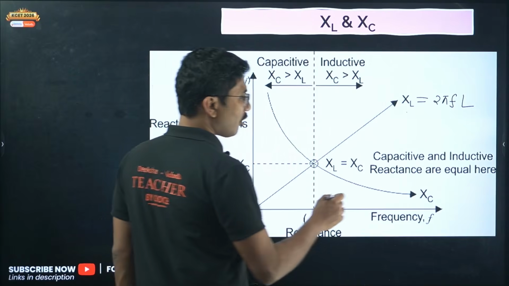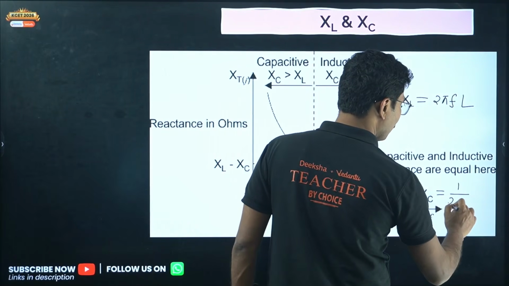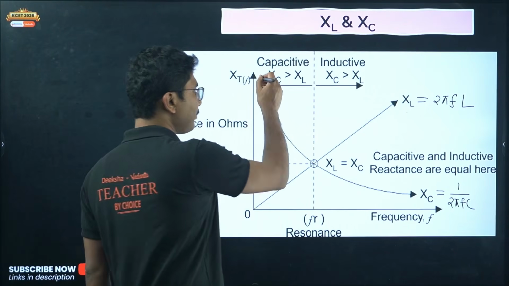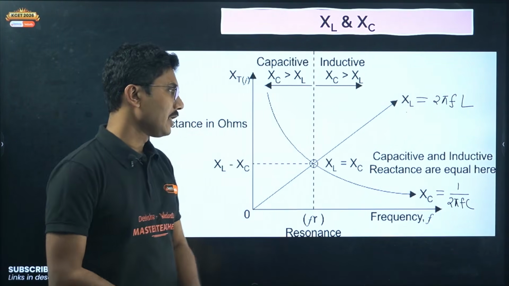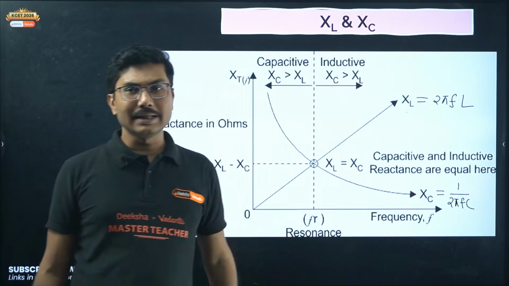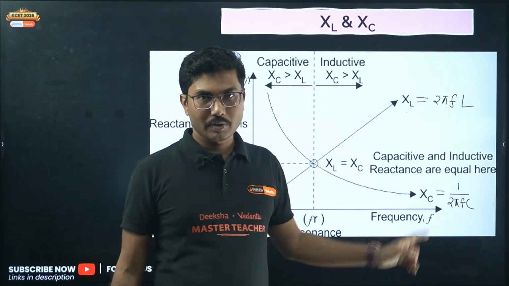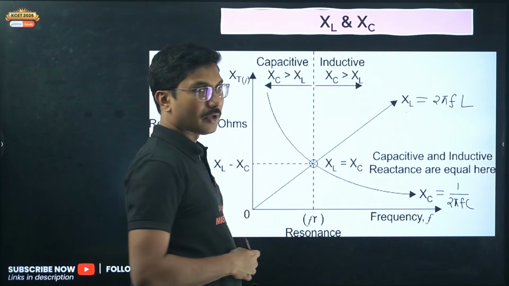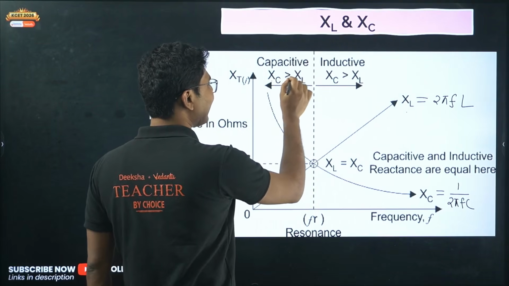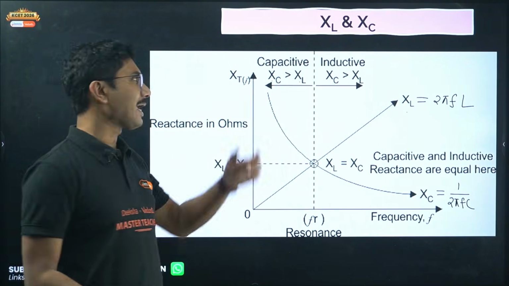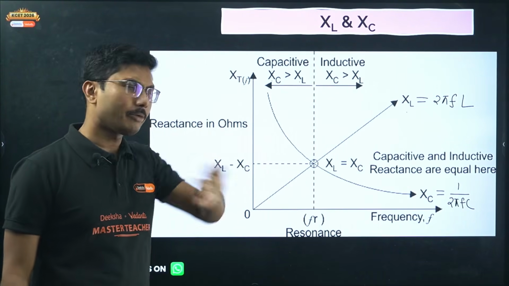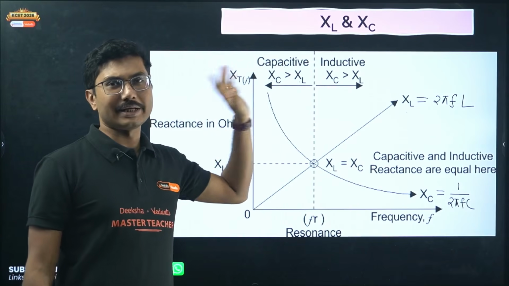On the other hand, if you plot XC, which is given by 1 by 2 pi f into C, it is an inverse relation graph. Inverse relation means it decreases as frequency increases. So XC is inversely proportional to frequency. Initially XL starts from a lower value, whereas XC starts from a higher value. So this region where XC is greater than XL gives you a capacitive circuit. Whether resistance is included or not does not matter. Capacitive means XC has to be greater than XL.